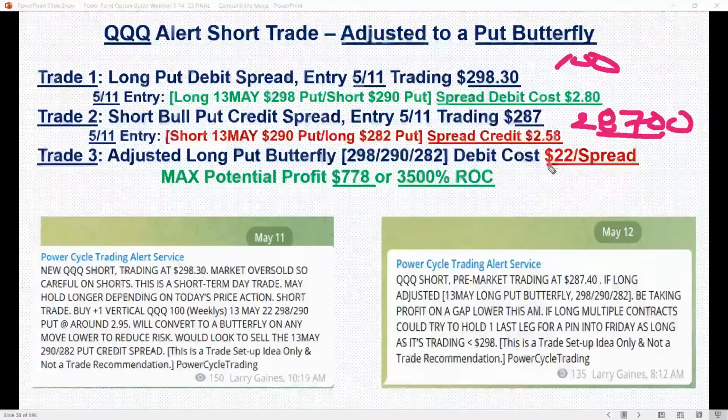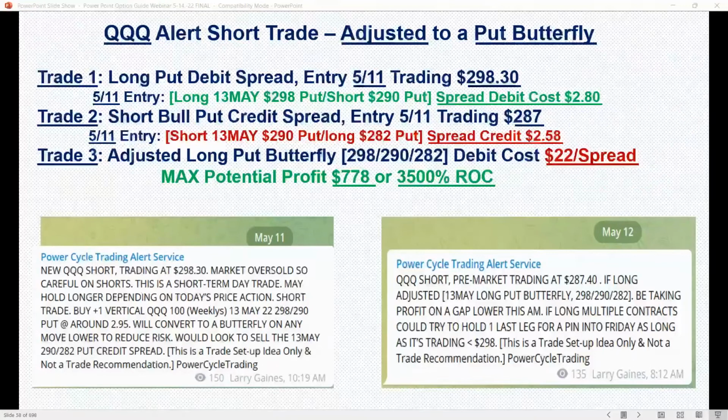But in this situation, our risk is $22. So it's really incredible when you think about it. So that's the beauty of it. And let's go through this example here, and I'll show you how this thing worked out.